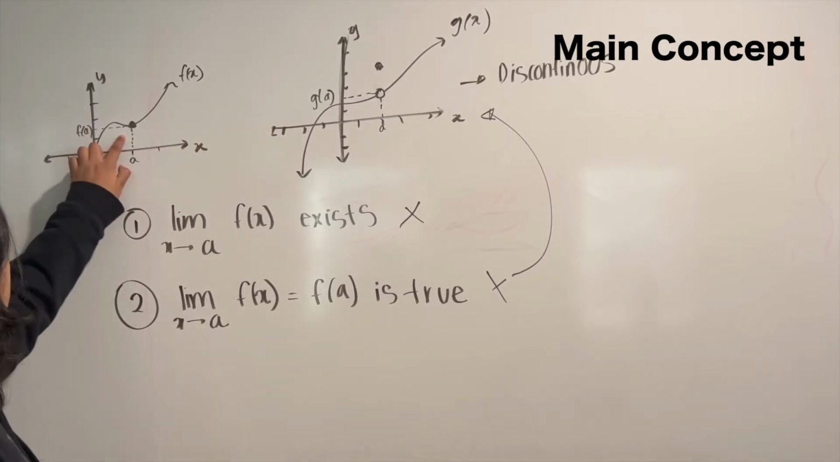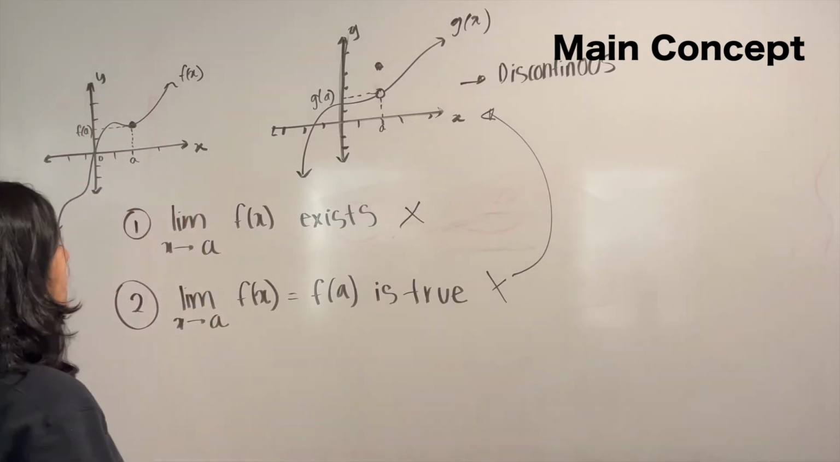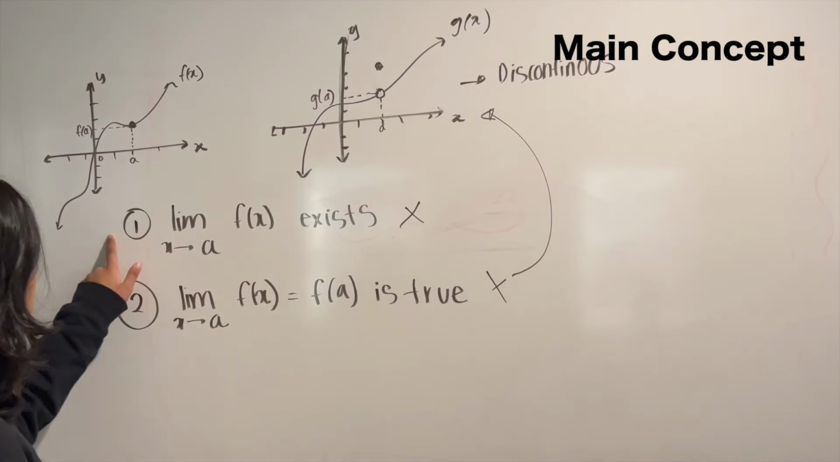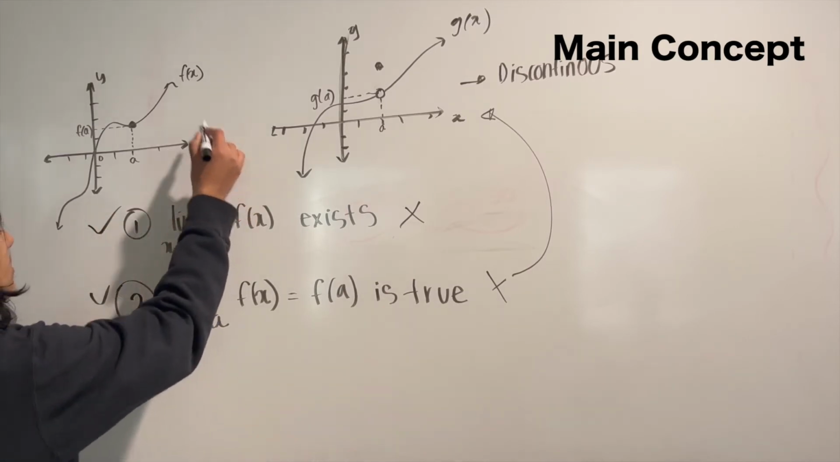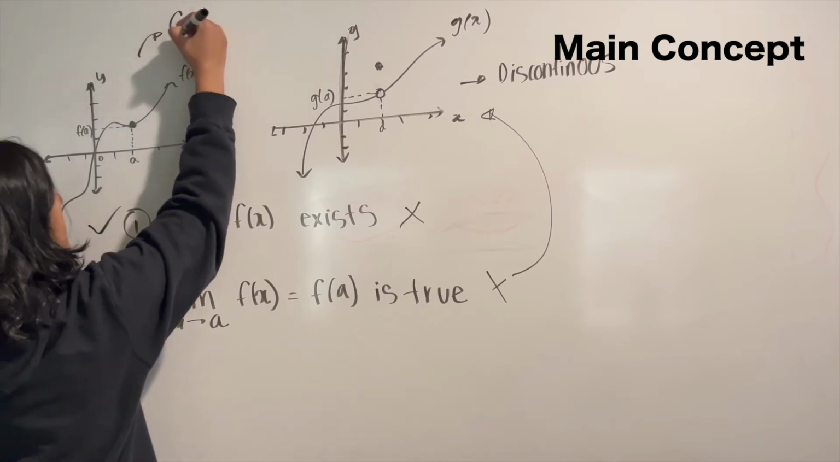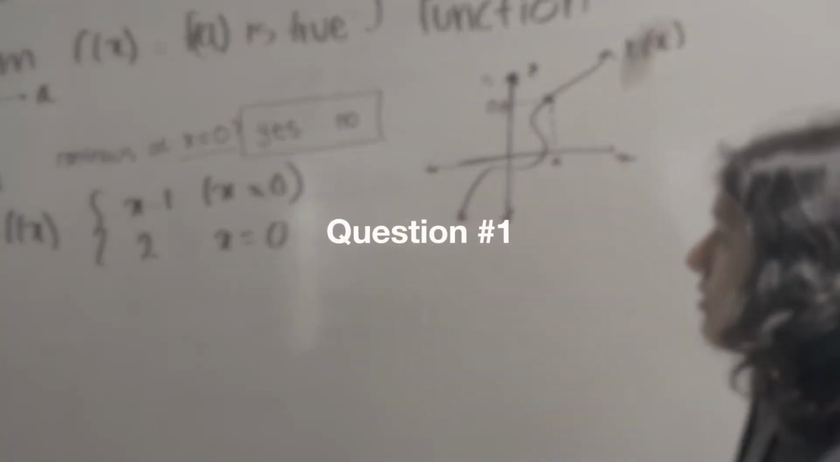And we know that f of a is simply equal to this point since there is no hole in the graph. So therefore, this one and this one is true for this. So this graph is continuous.